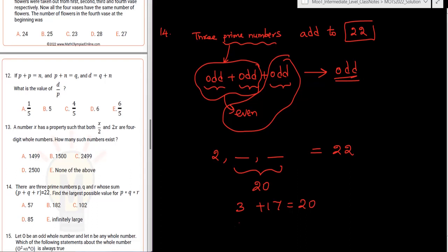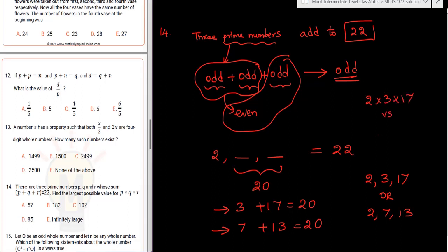Or you can have a prime number 7 plus 13 that also adds up to 20. Right? Now these are the two possibilities we have. So the prime numbers can be 2, 3, 17, or they can be 2, 7 and 13. Now among these two possibilities, which one will give you the largest possible value for the product? So then you have to check 2 times 3 times 17 versus 2 times 7 times 13.